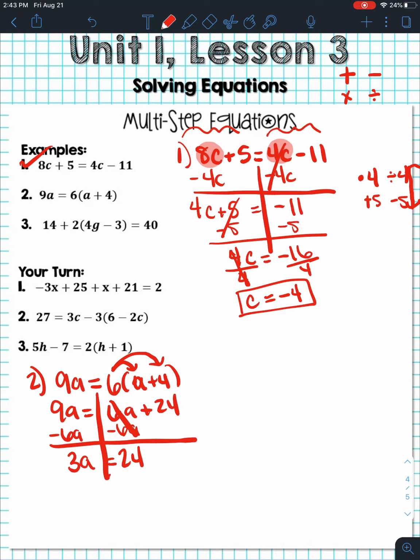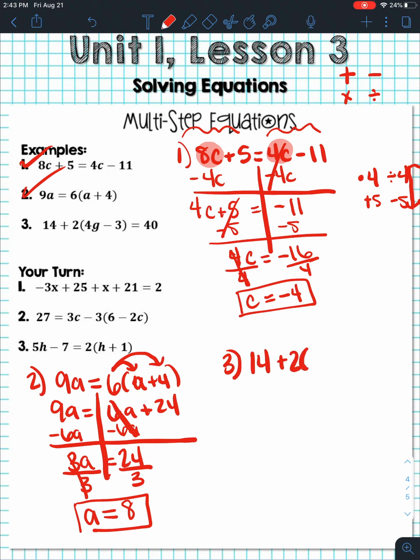So now I'm seeing that I have a one-step equation here. A number right next to a variable is multiplication. And to undo multiplication, I'm going to divide. I'm just using this fraction line to show division because it's nicer, it's easier to tell what's going on. So 3 divided by 3 is 1, and I'm just left with a over here. 24 divided by 3 is 8. I'm done. All right, that's number 2. So let's look at number 3.